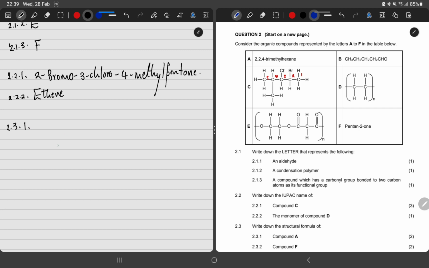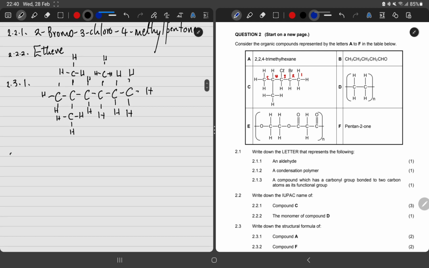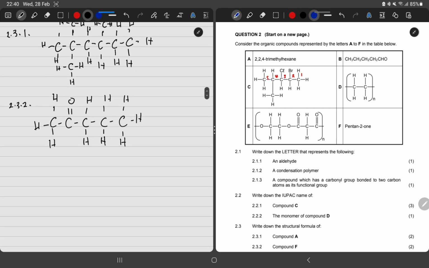So this is going to be... and then we have... 2.3.2, compound F. Again, if you want the explanation, you can always rewind the video to the beginning where I explained where these are coming from.